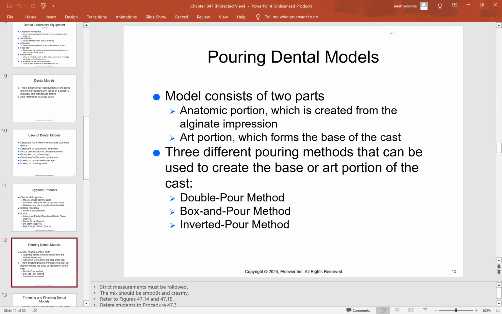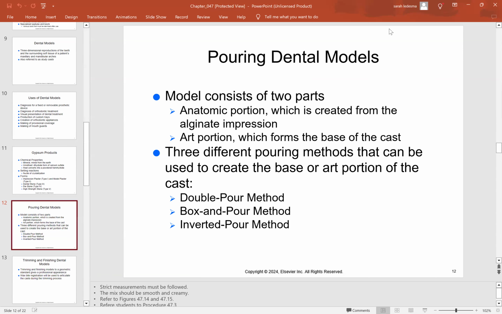The model is going to consist of two parts. We have our anatomic portion, which is created from the alginate impression, and then we have the art portion, or more like the base of the cast. There are three different pouring methods that can be used to create the base, or the art portion. We have the double pour method, the box and pour, or the inverted pour method.